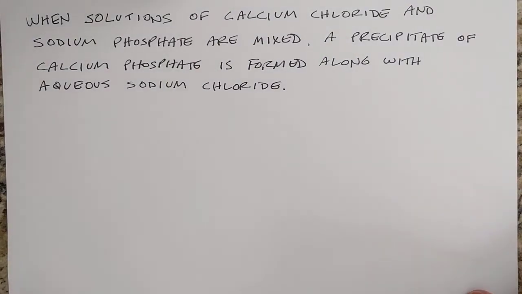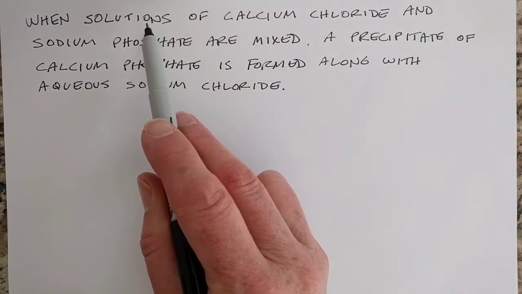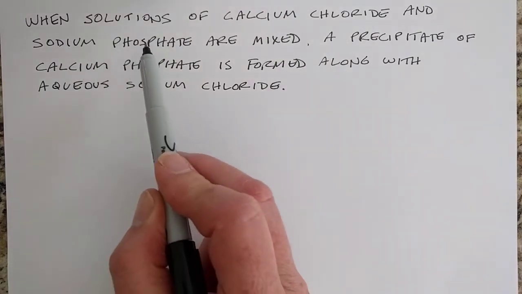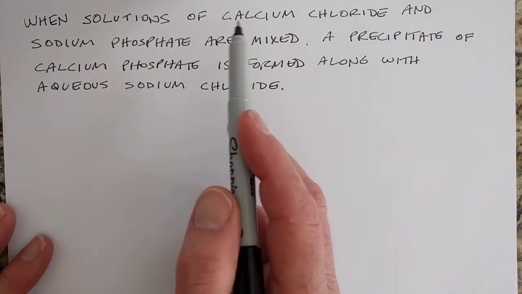Okay, well that's good. When solutions of calcium chloride and sodium phosphate are mixed, a precipitate of calcium phosphate is formed along with aqueous sodium chloride. All right, so you always want to read it first, get an idea of what's going on, and then go back and analyze it. Solutions means our substances are dissolved in water. So the calcium chloride and sodium phosphate are being mixed. They are the reactants. So let's write our formula.